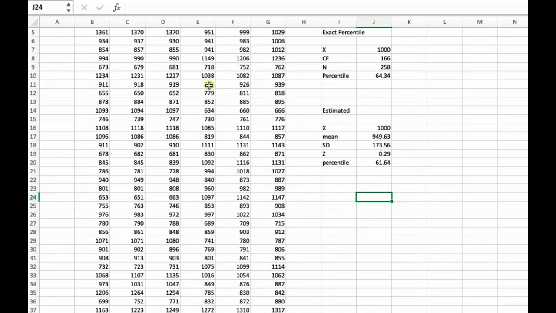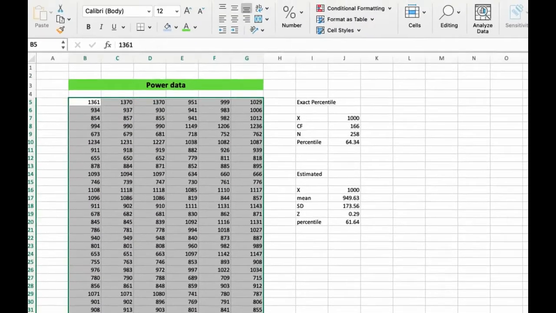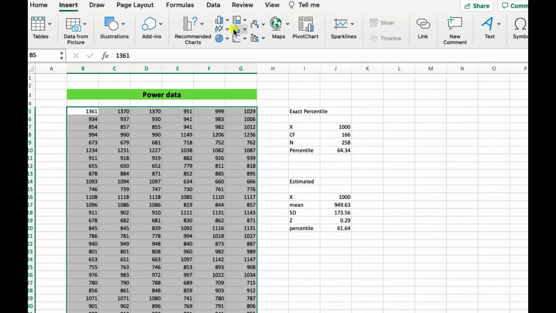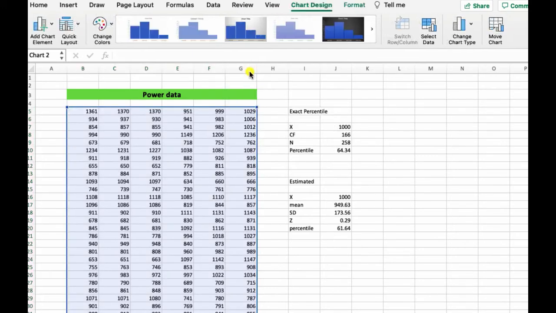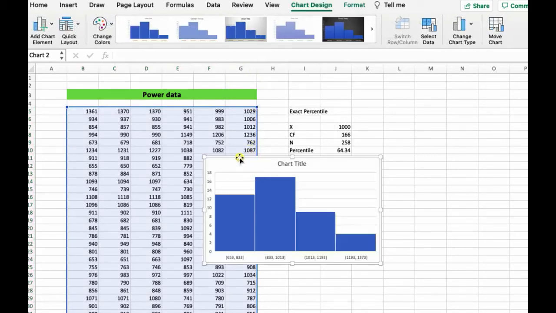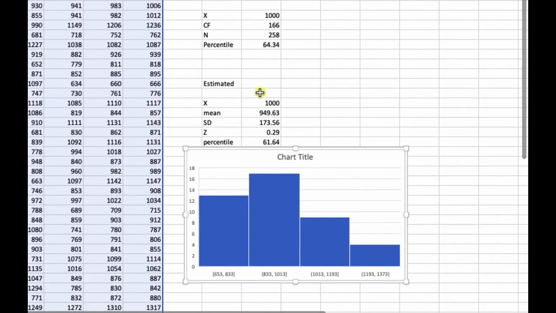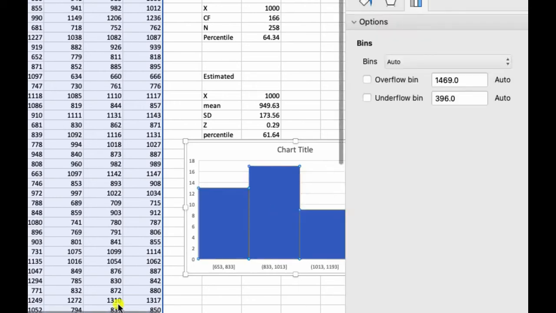So let's visualize our data. If we highlight all of our values, and let's insert a histogram, since we know that's one way we can evaluate distribution shape. Okay. We notice in our histogram, scroll down just a little bit, that our data is slightly positively skewed.